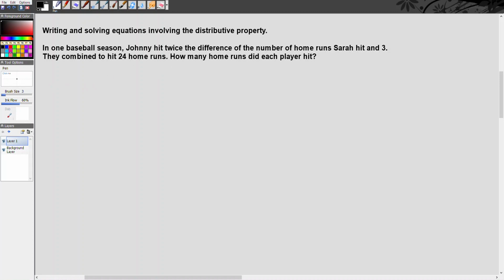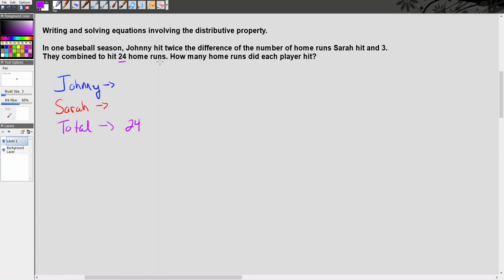We're going to use different colors for all of these people. So we have here Johnny. Okay, we have here Sarah, and we have our total number. So the total's easy. We know that combined they hit a total of 24 home runs. So that's an important piece of information. Then we need to write expressions that represent the number of home runs Johnny hit and the number of home runs Sarah hit.